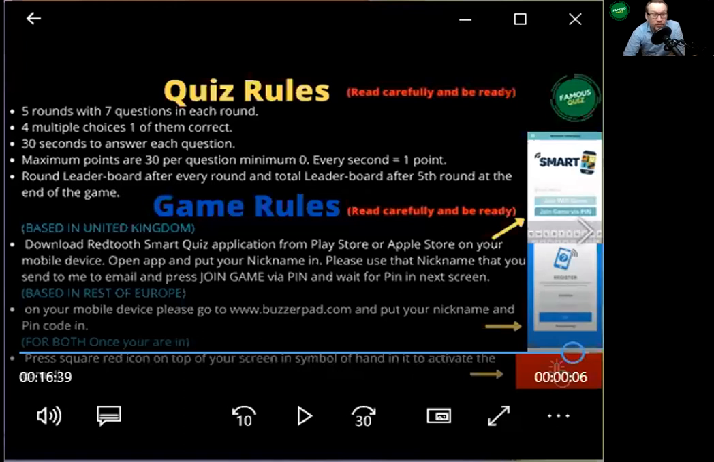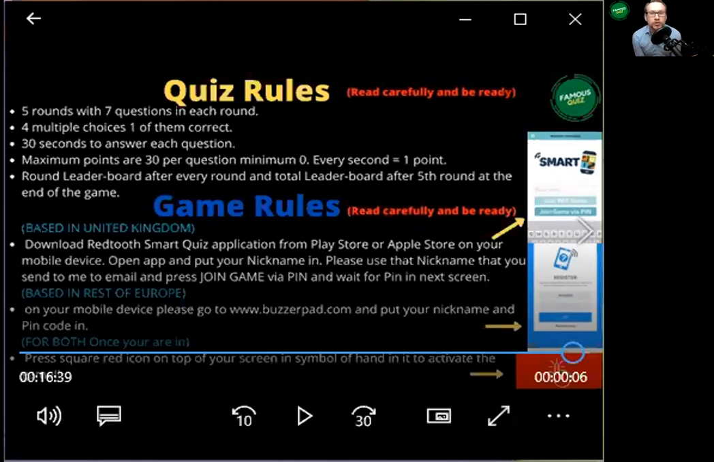So, quick rules. 5 rounds, 7 questions, 4 multiple choices, and one of them will be correct. You have 30 seconds per answer, and how we count points is very simple: 30 seconds, 30 points. Each second that drops, you lose 1 point, obviously if you put the correct answer. If it's wrong, it's wrong. It's very simple. Hopefully you have seen on Facebook the pictures I made with the quiz rules, and you're not going to have any more questions, because I'm trying to put in so much information so it's easier for you to understand and play the game.